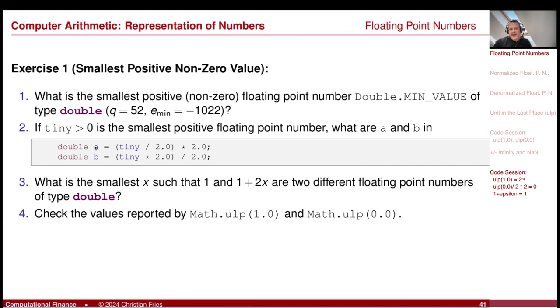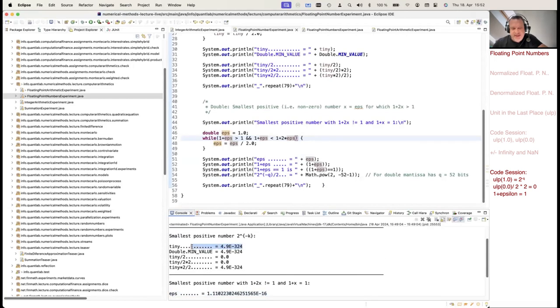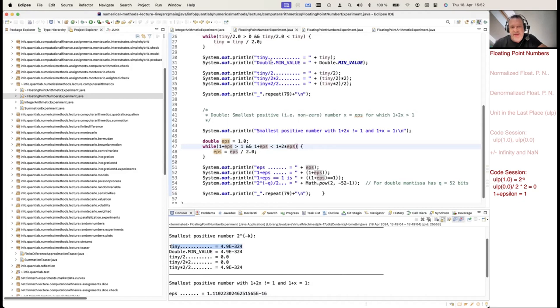So you see A and B have different results. So this shows you that floating point arithmetic is not commutative. So you have to be very careful when you write down formulas to understand what's going on. So I have this also here in the code. This was our tiny. Okay. Tiny divided by two has no other representation, is rounded to zero, is the zero.